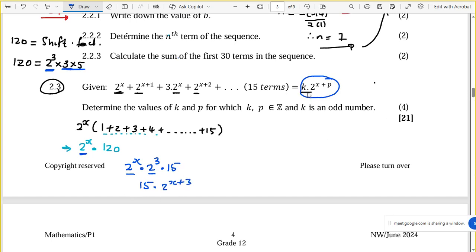So this tells you that this is in the form of k times 2 to the x plus p. So what is k? k is equal to 15. And what is p? p equals 3. I'm not sure if I write it like this, I'll get all the marks. I'm not sure, but I think this is how you should do the question.